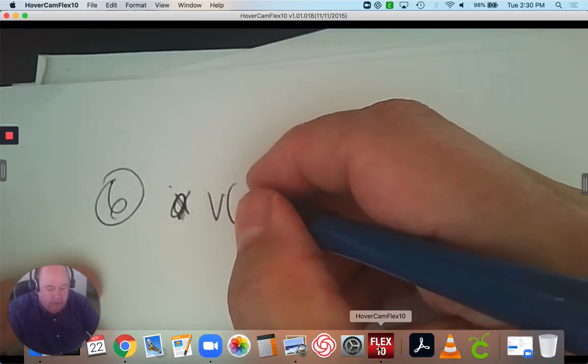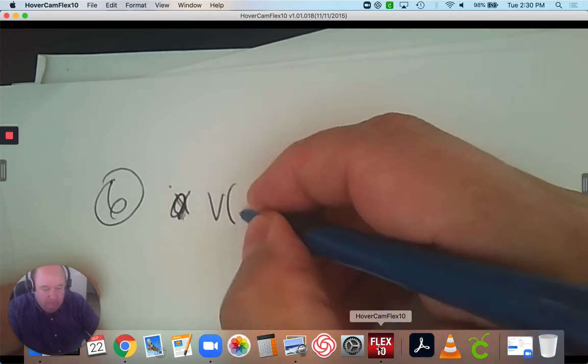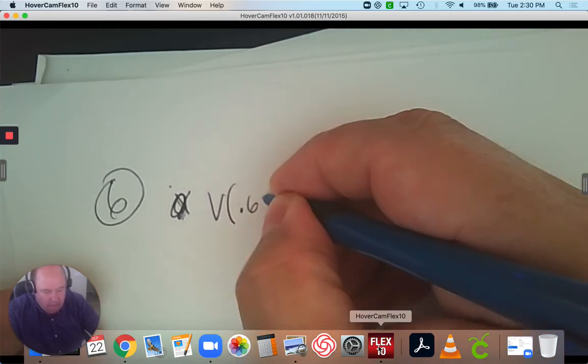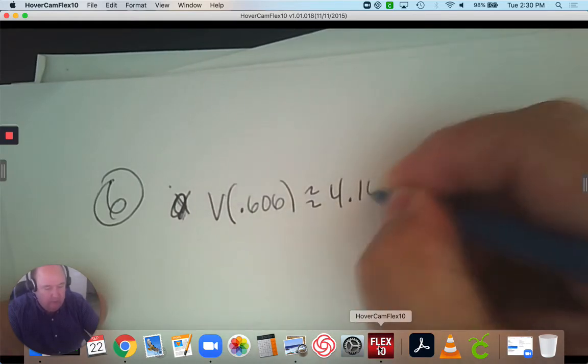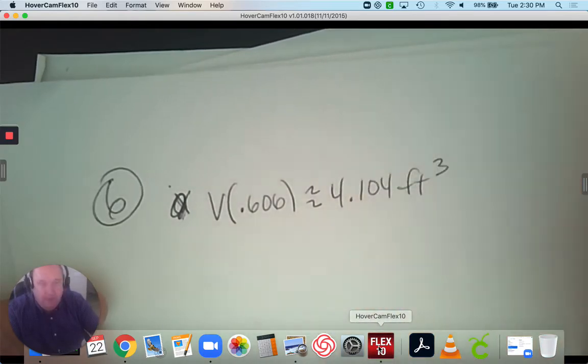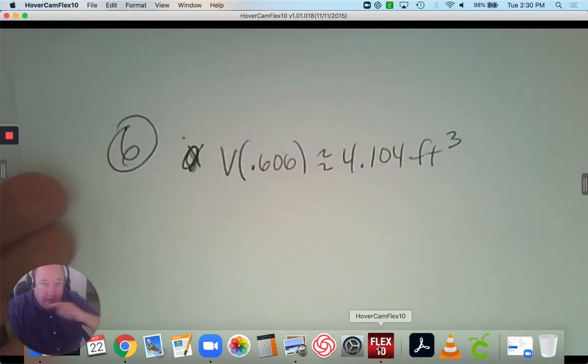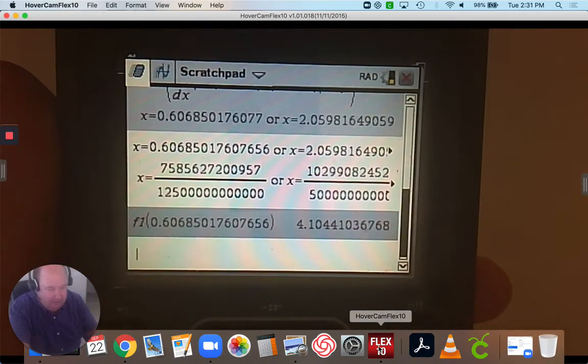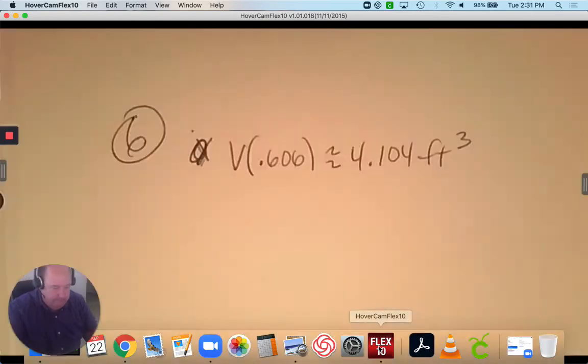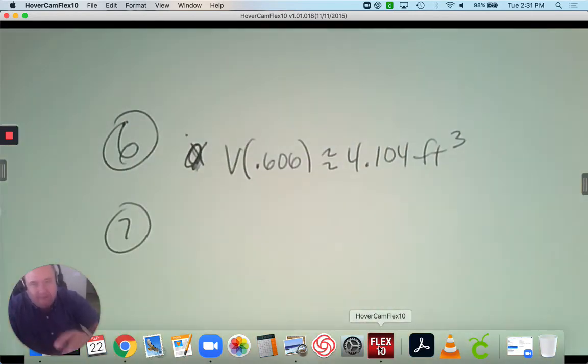So you just say the volume at 0.606 is approximately this, with 3 numbers after the decimal, and you have it. But it's the ability to use your calculator to get that exact answer. Number 7.